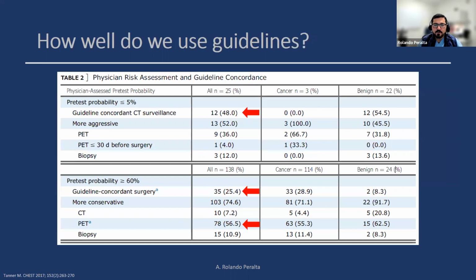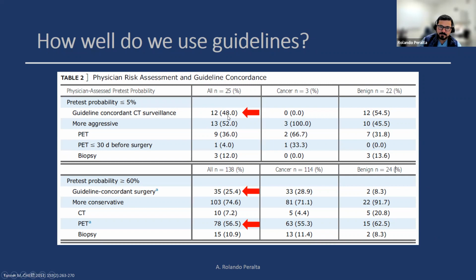So we're almost done. A couple more slides. So how well do we use these guidelines? The answer is we don't do well. They looked at exactly that. This was like a large assessment, thousands of physicians. Whenever you have a probability of cancer of less than 5%, the guidelines would suggest just monitor, right? Get a CT for surveillance, but only 48% of the cases we do that.